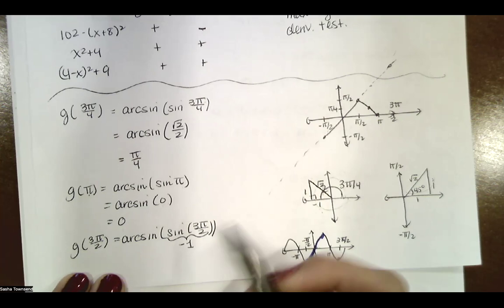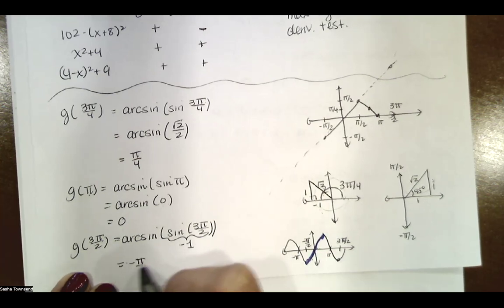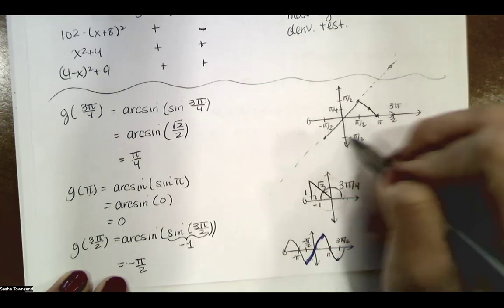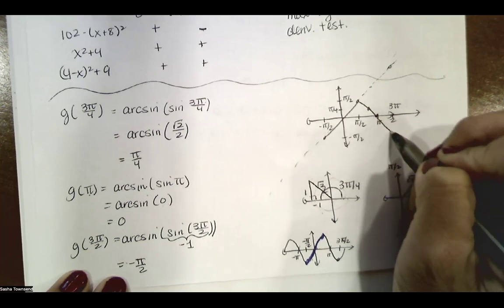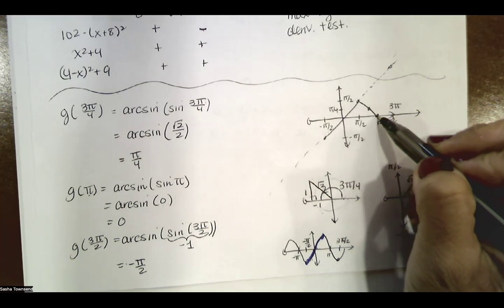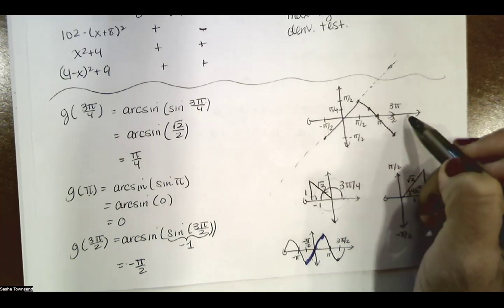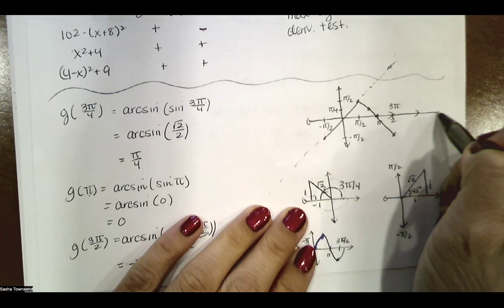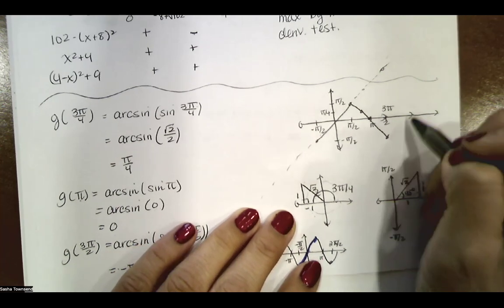So instead of getting 3 pi over 2 from this, we get negative pi over 2 from that. And so we map to this point. And now it kind of looks like a sine function, doesn't it? We're going up and then we go back to 0, and then we go down, and then we imagine going back to 0. And that pattern's going to continue.